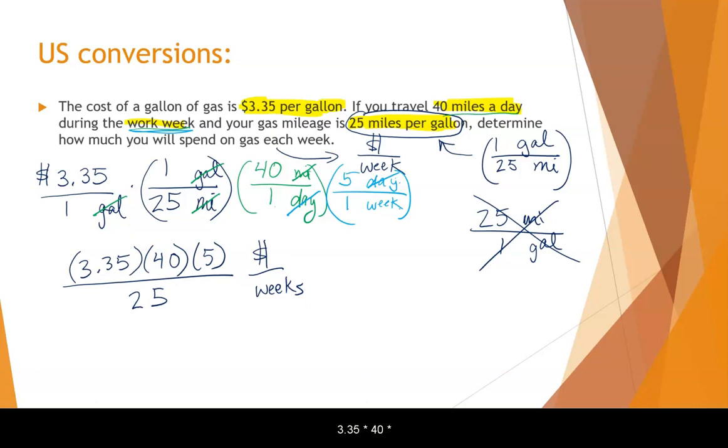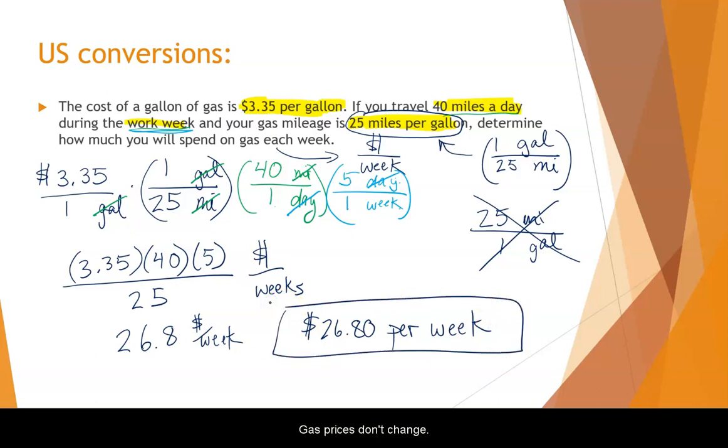3.35 times 40 times 5 divided by 25. I end up with $26.80 per week. So this person had better budget $26.80 per week, assuming gas prices don't change.